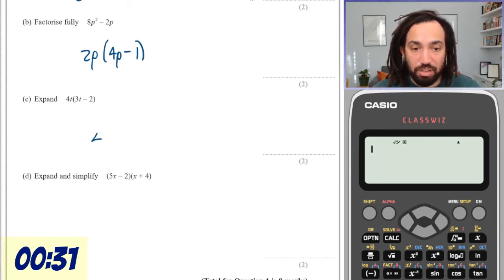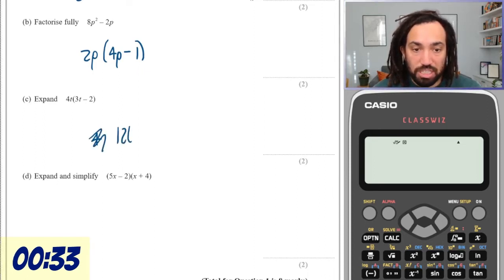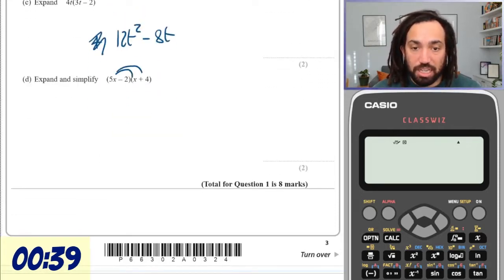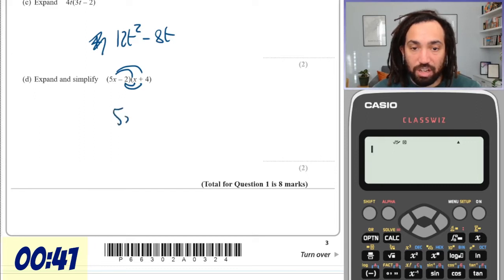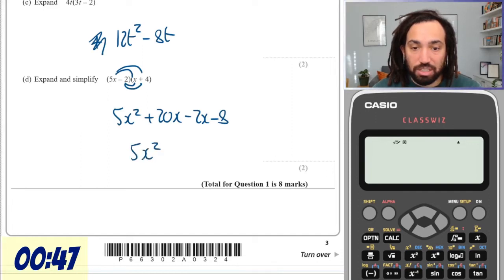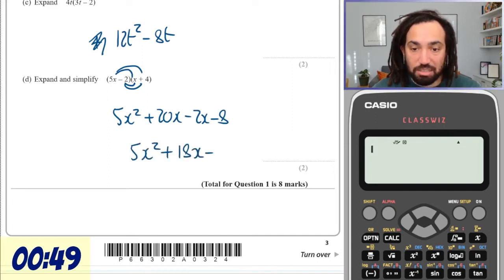Expand this is going to give me 12t squared minus 8t. Expanding these brackets goes there, there, there, and there. So we're going to get 5x squared, we're going to get plus 20x, we're going to get minus 2x minus 8. So it's 5x squared plus 18x minus 8.